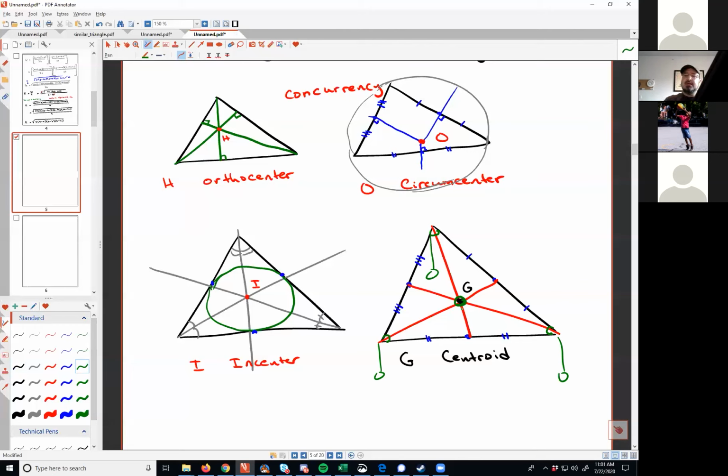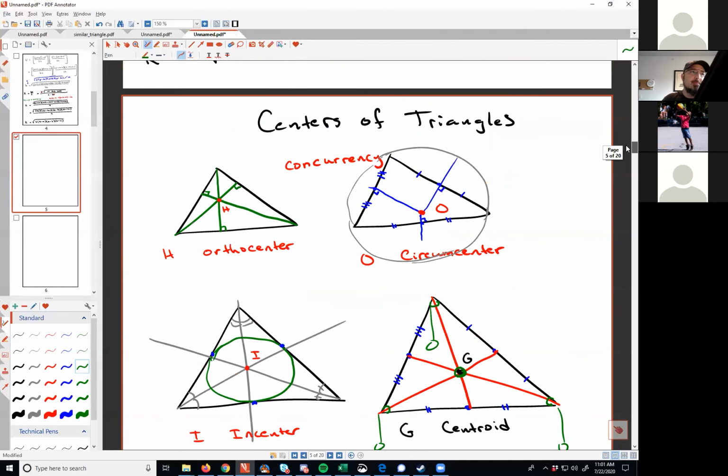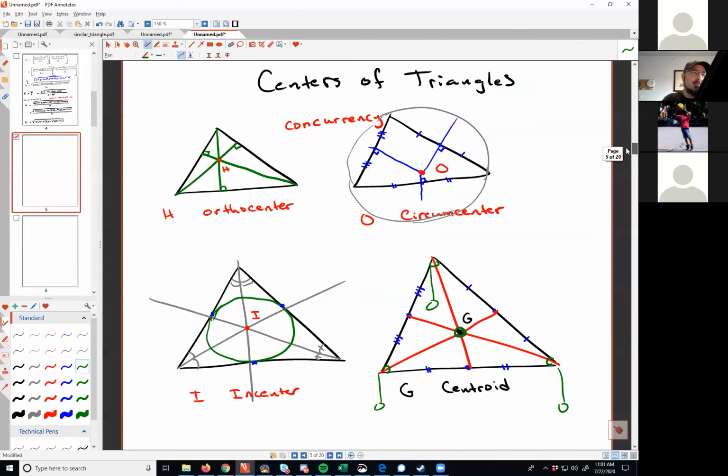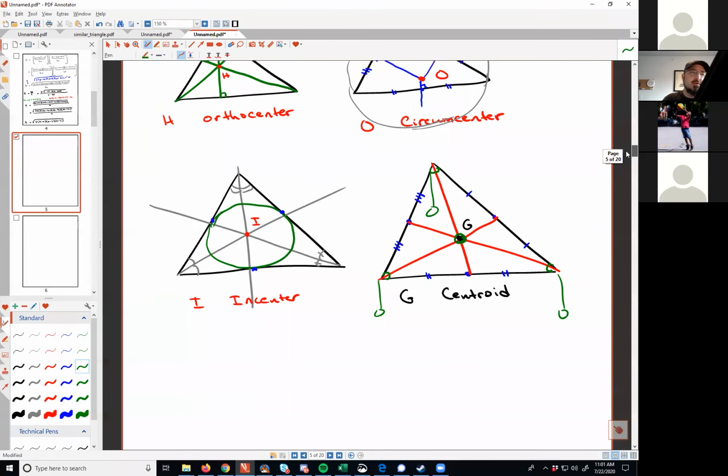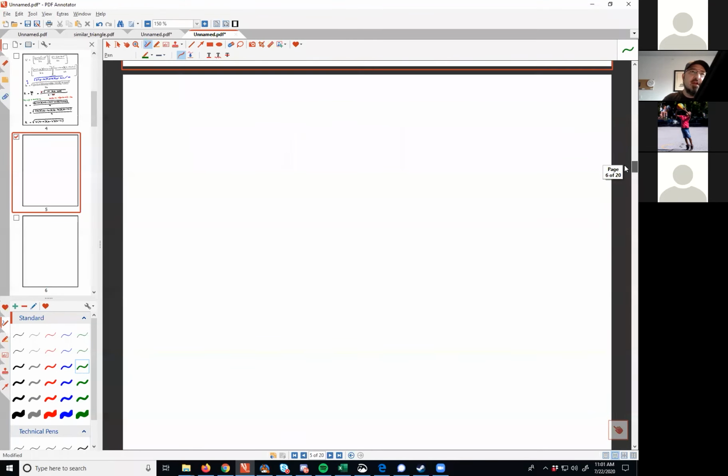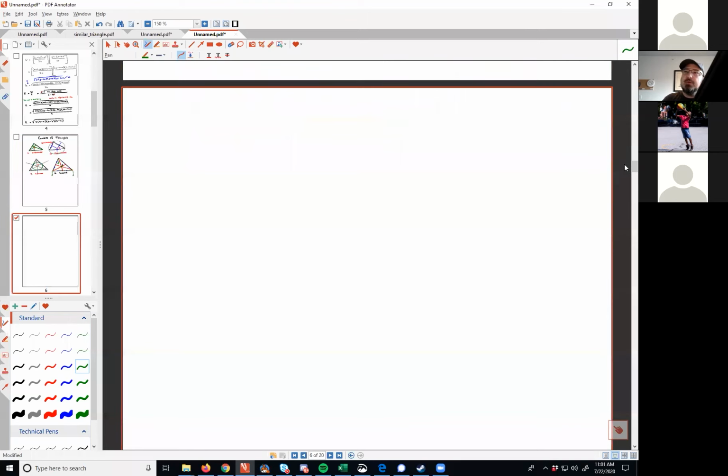So these are our centers of triangles, and we're going to begin studying these, at least a little bit. The one that we're going to start with is the circumcenter. But before we get there, we're going to talk about if and only if theorems.